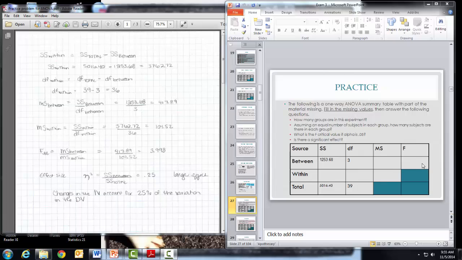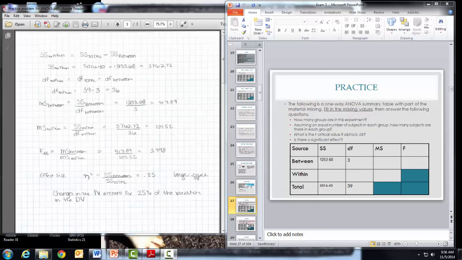So for F obtained, on my worksheet on this side of the PDF, I can see that F obtained is equal to mean squares between divided by mean squares within. So I can just plug in my numbers: 417.89 divided by 104.52, and I get an F of 3.998. Okay, so I can put that number in there.